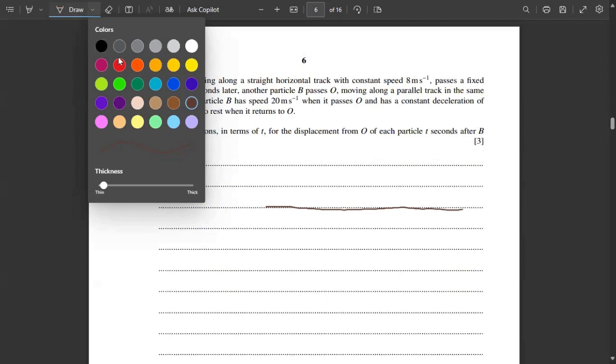Why is my Microsoft Edge lagging? My cursor is not moving. You will have to wait for two seconds, I guess.